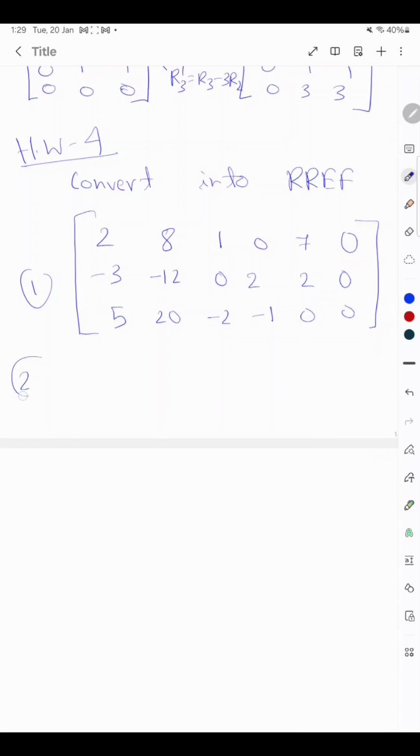Second one is 1 0 1 1, 1 1 minus 1 2, 2 0 1 0, 0 minus 1 1 minus 3. Okay, so these are your homework.